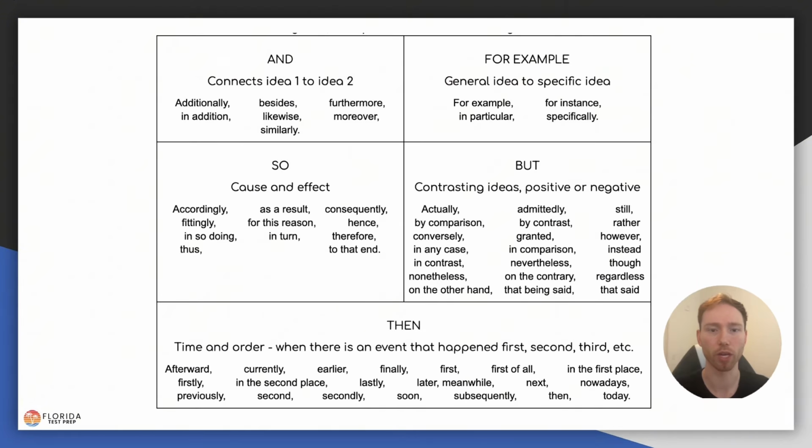Take a look at this example here. You can see that there's and, for example, so, but, and then represents time and order. But these are all of the different transitions you'll see on the SAT categorized.